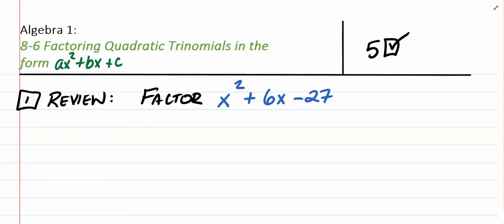Welcome to Zaption Tour 8-6, factoring quadratic trinomials in the form of ax squared plus bx plus c.